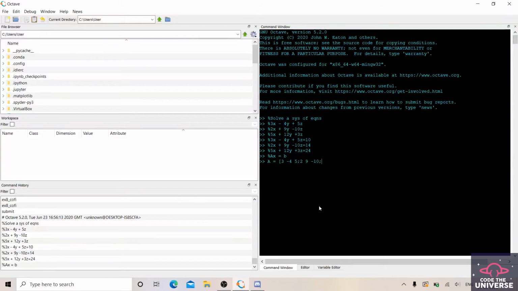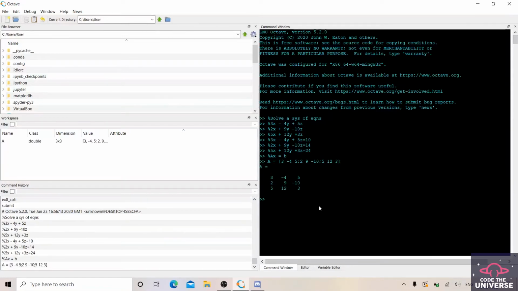Okay, yep, sounds good. So I'm continuing with the A matrix. The first row 3 minus 4 5, the second row 2 9 minus 10, and the third row of course is 5 12 and 3. If I close the square bracket, that is our A matrix, done smoothly. The second thing that we're going to need here is the B matrix. I'm sorry, the B vector, which I'll be denoting with the constants.